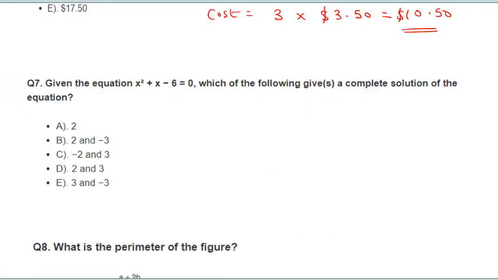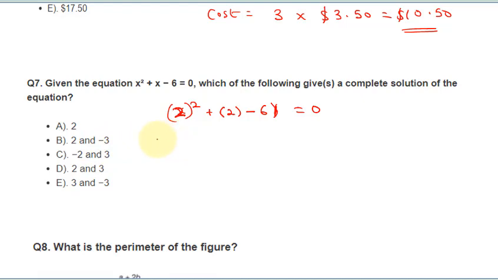Given the equation x squared plus x minus 6 is equal to 0, which of the following gives a complete solution of the equation? Now the fastest way to solve this and beat time is to test this. So test for 2x, that's 2 squared plus 2 minus 6. Does this give you 0? This is 4 plus 2, that's 6, this is 0. But remember, you have to test for all the options.